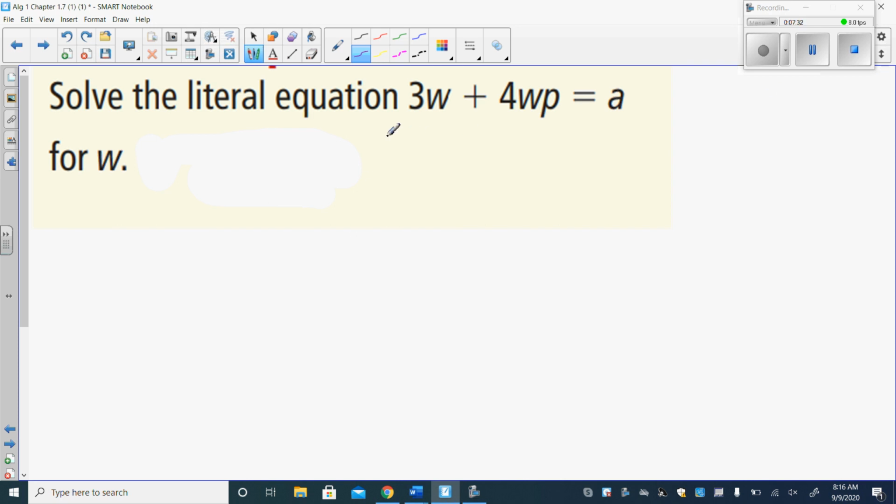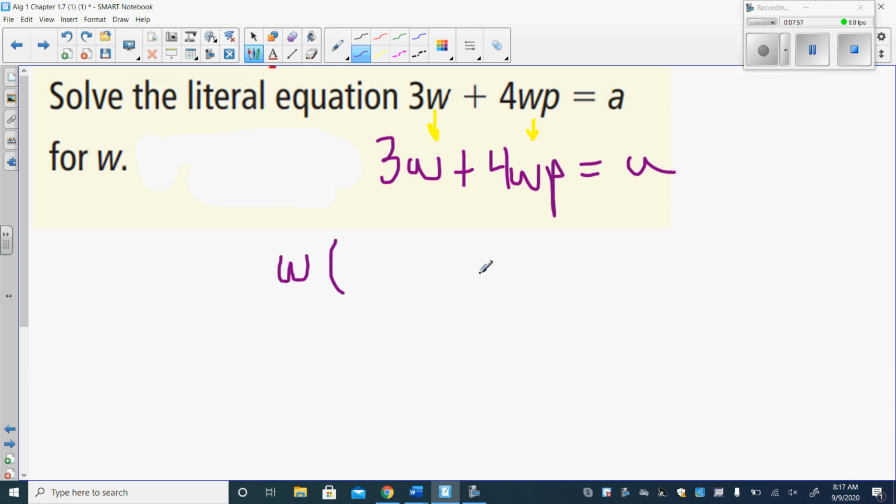So we're still going to look at another example of this type here, 3w plus 4wp equals a. Now again, what we're solving for is w. We're trying to solve for w. Now since we have w in 2 spots, we're going to do again that opposite of the distributive property. We're going to factor it out. That means we're going to pull it out of both terms. I'm going to factor it out, or I'm going to divide each one of these by w.